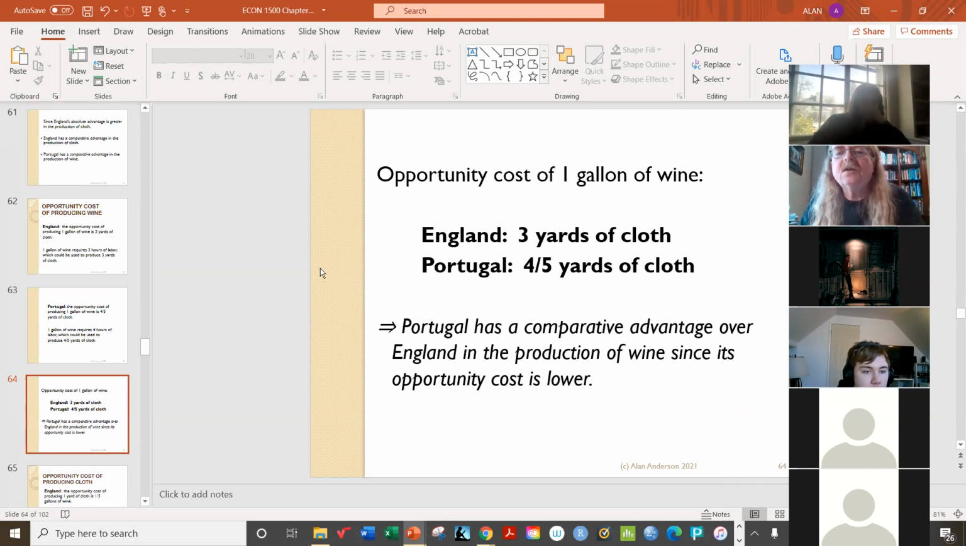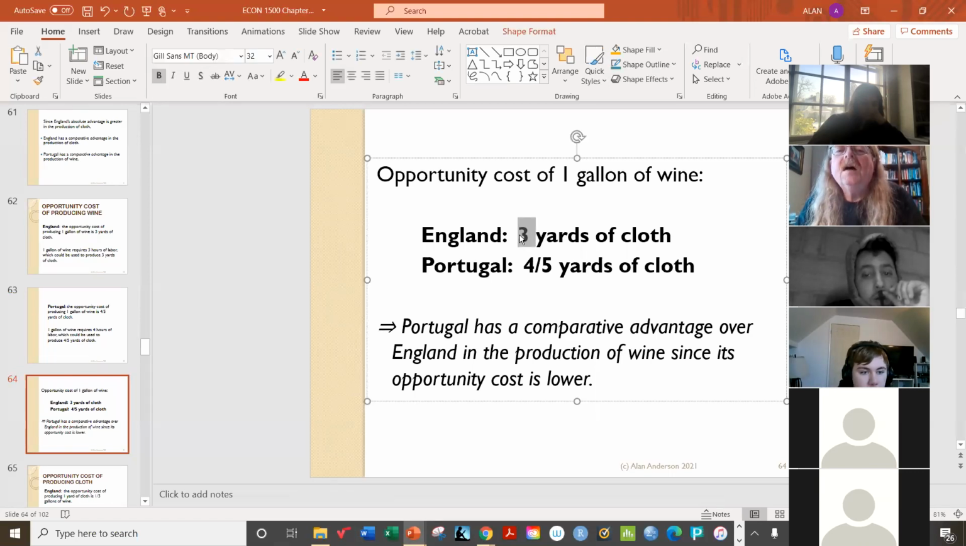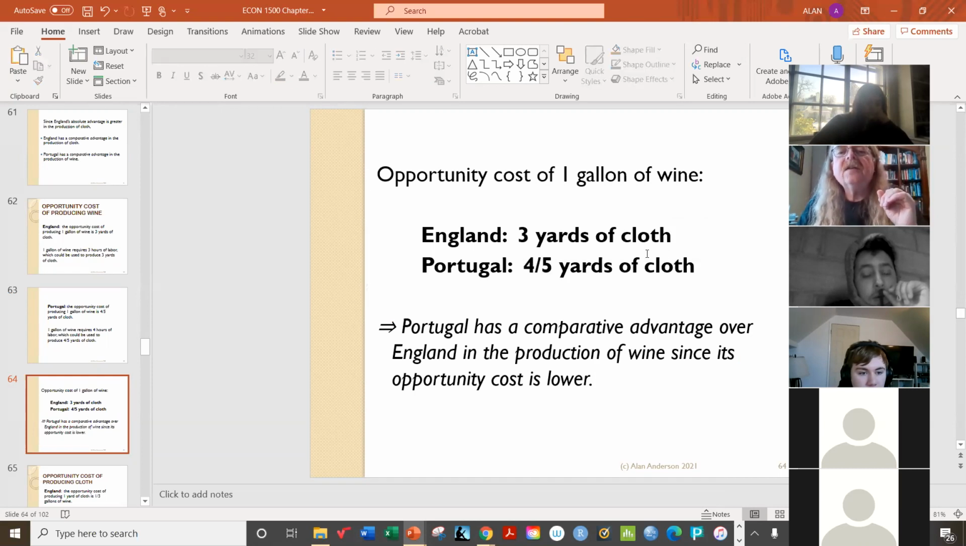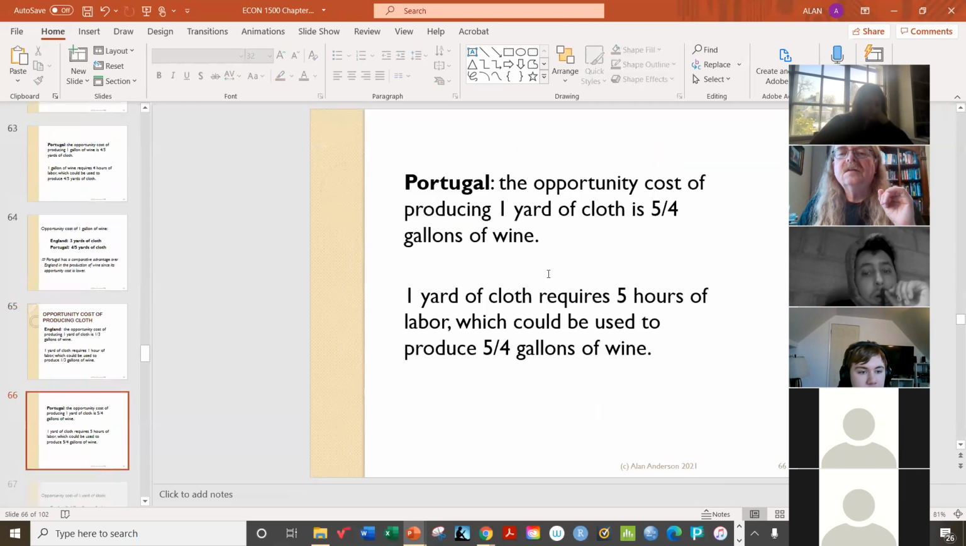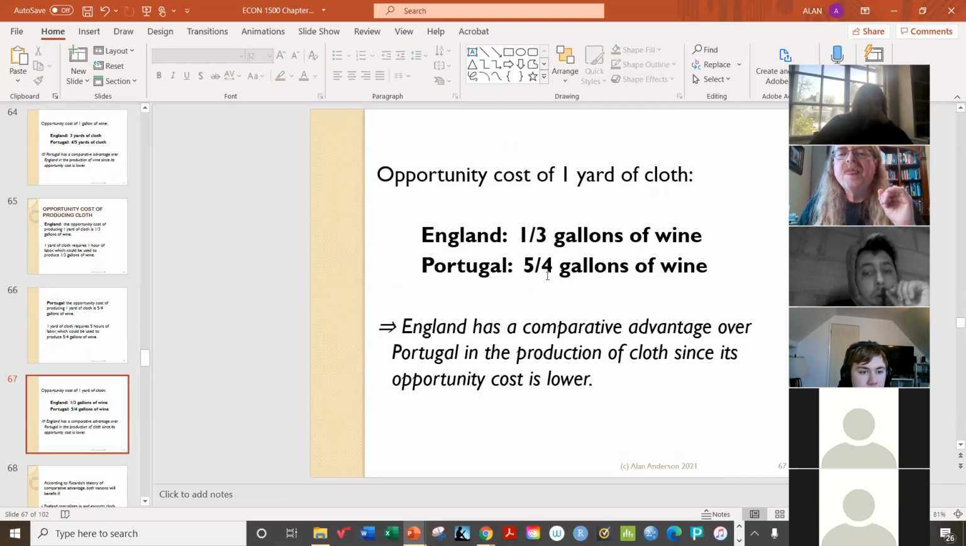Beautiful. Now let's do it with the cloth. Now this is easier. I'll tell you why. Here's a little shortcut. Each country's opportunity cost in cloth will simply be the inverse of their opportunity cost of wine. So in other words, before we even do the calculations, you can see that England's opportunity cost of cloth will be 1/3 of a gallon of wine, and Portugal's will be 5/4 of a gallon of wine. All right, let's look at those.